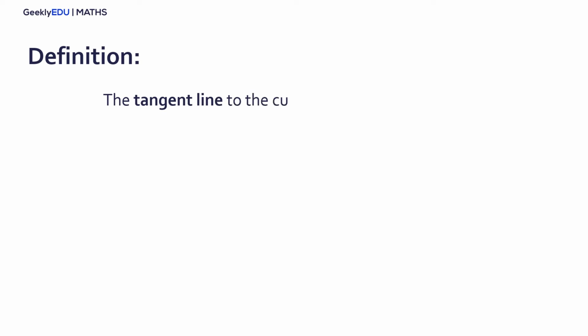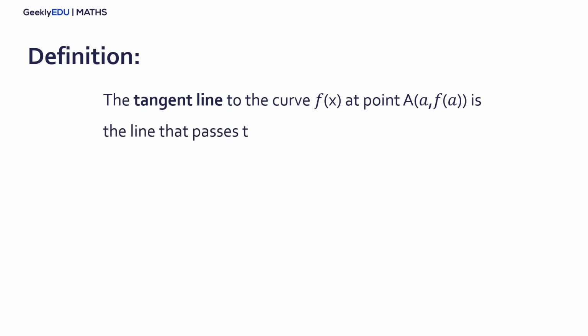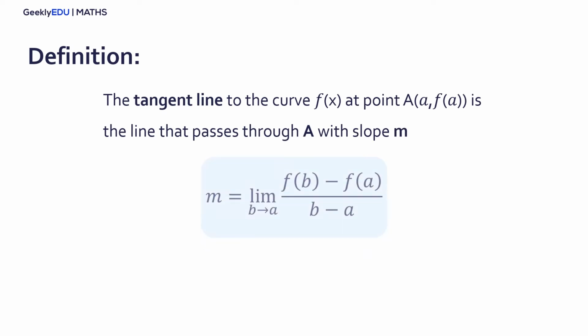Therefore, the tangent line to the curve of a function f of x at a point A is a straight line that passes through the point A, with a slope m equal to the limit when b tends to A of the expression f of b minus f of A divided by b minus A, when the limit exists.